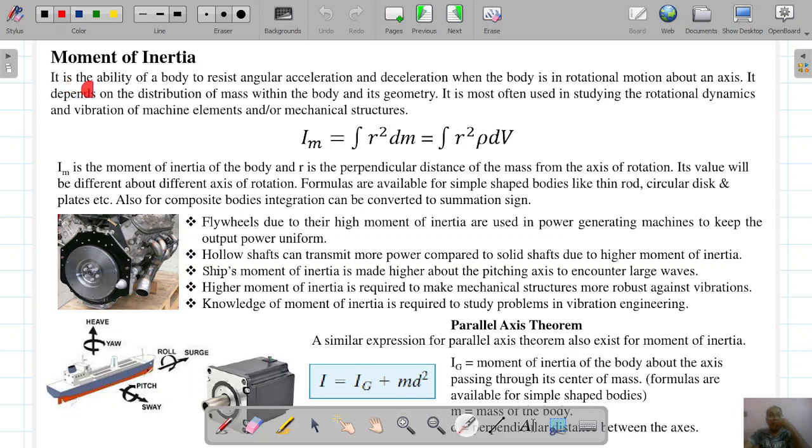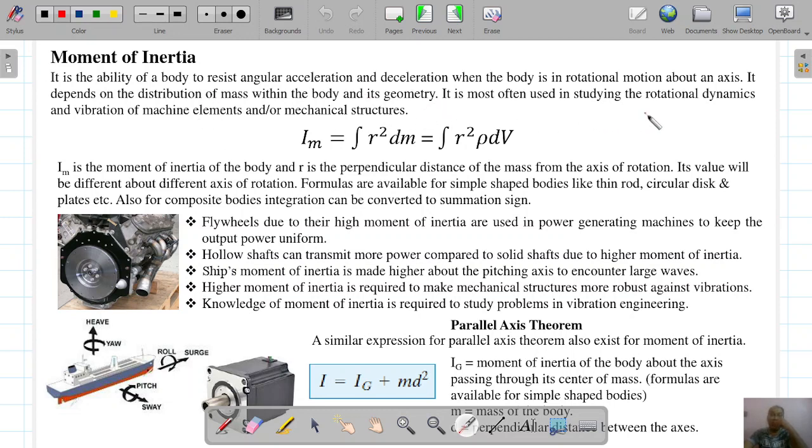It is the ability of a body to resist angular acceleration and deceleration when the body is in rotational motion about an axis. So when the body is in rotational motion about a specific unique axis, and it could be under acceleration or deceleration, there we will use the moment of inertia. It is a function of the mass distribution of the body and also its geometry. So how the mass is distributed and what type of geometrical cross section is engaged, it depends upon them.